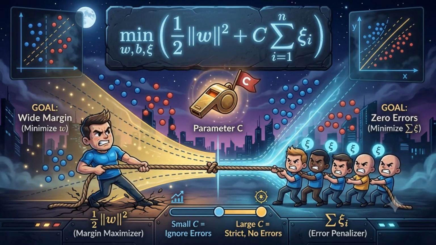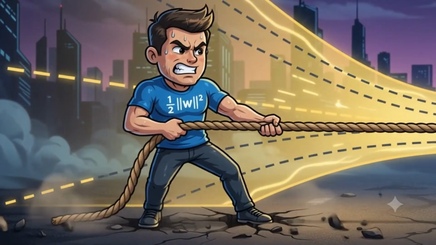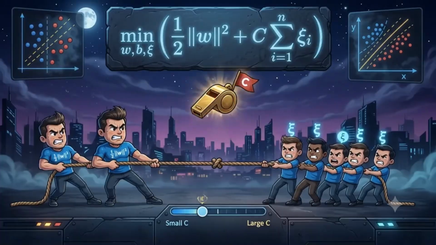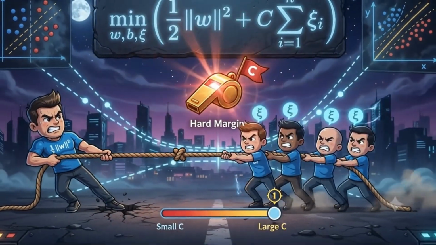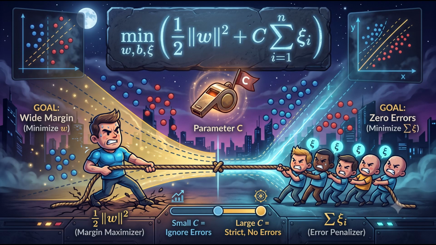The referee of this match is parameter C. C is the penalty weight, and you have total control over it. If you set C to be very small, the referee ignores the errors. The margin maximizer wins the tug-of-war, pulling the rope to create very wide dashed lines, allowing points to cross freely for the sake of a wider highway.